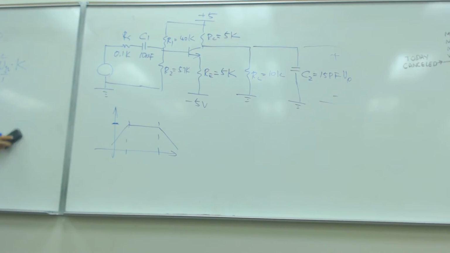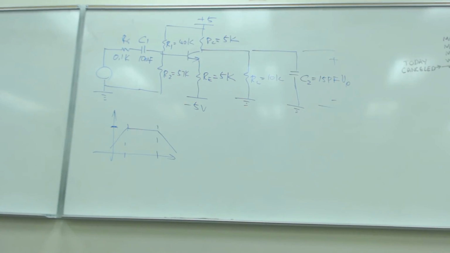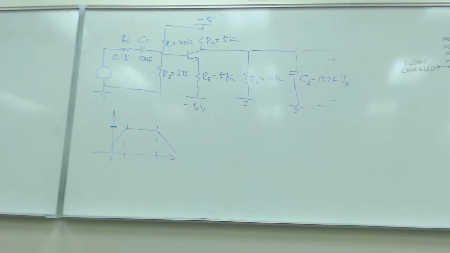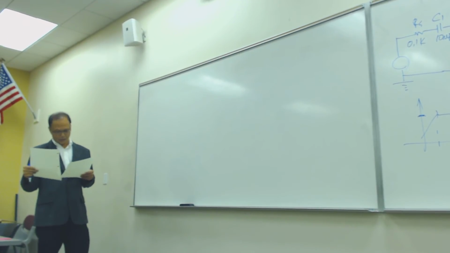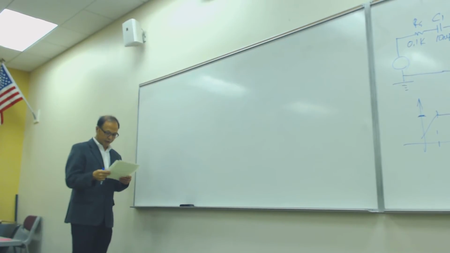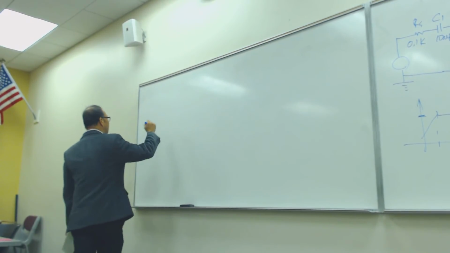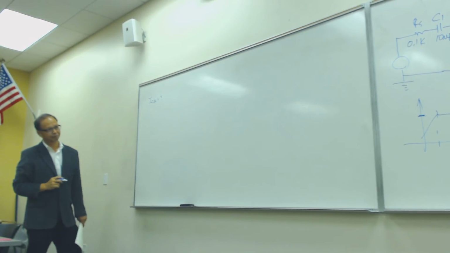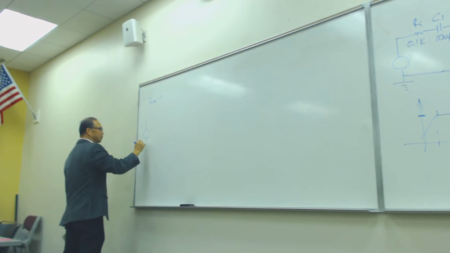Okay, can I skip the DC? I've done it many times. You know how to do it, I hope. So let me skip the DC, can I? You need to know how to do the DC, right? So from the DC, you can find ICQ, correct? And then you will have to do the AC analysis. So let's go and do that.